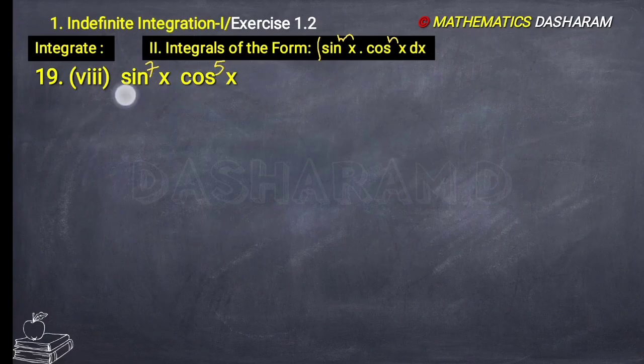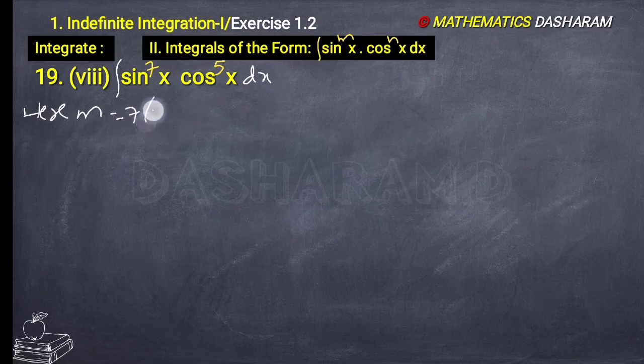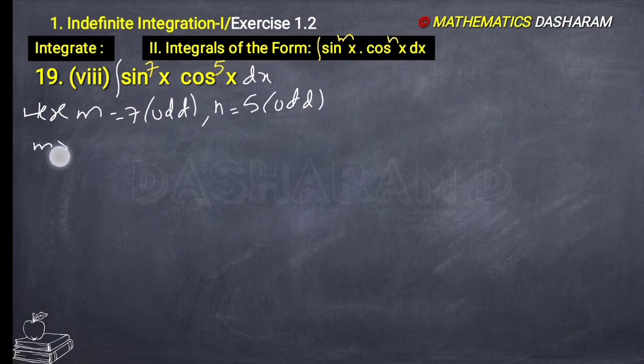Eighth question, sin to the power of 7x into cos to the power of 5x. So let's compare the given question with this form. So here m equals 7, it is an odd number. n equals 5, it is also an odd number. So m and n both are odd numbers, then compare m and n. So m is greater than n, am I right?